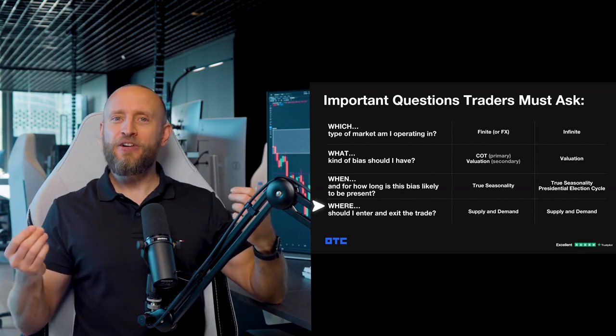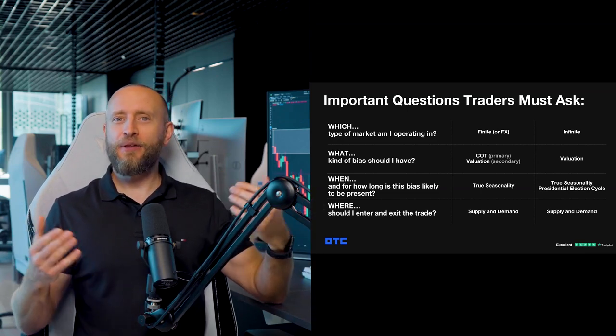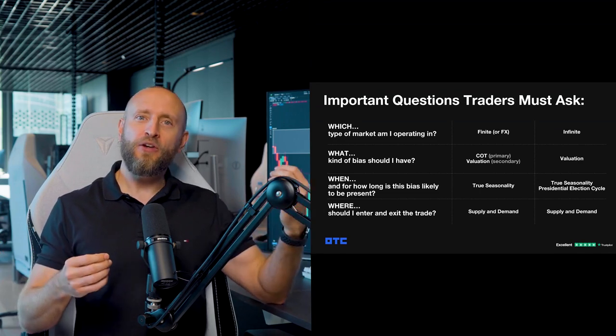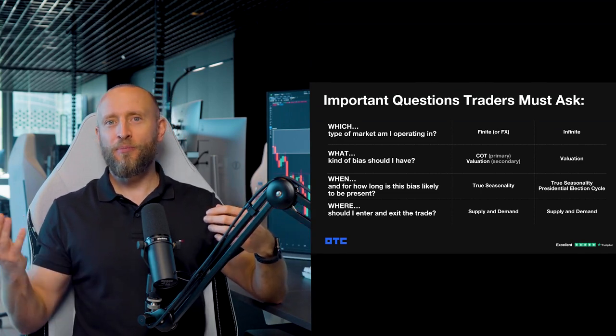Where should I enter and exit a trade? Finally, execution matters. To decide where to enter and exit, we turn to supply and demand. These levels provide clear, objective points for timing the market, maximizing reward while minimizing risk. By asking and answering these questions, we ensure that every trade is grounded in strategy. Remember, it's not about which indicator is better. It's about using the right tool for the right question. Let's take a closer look at how each of these tools work in practice.